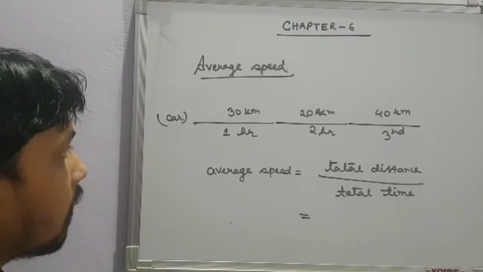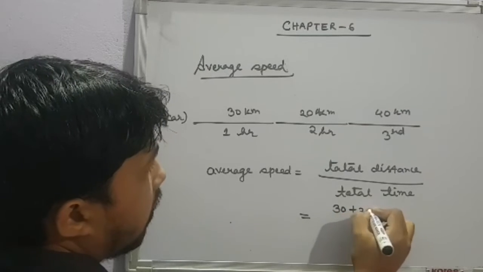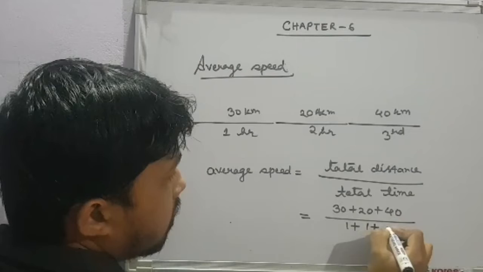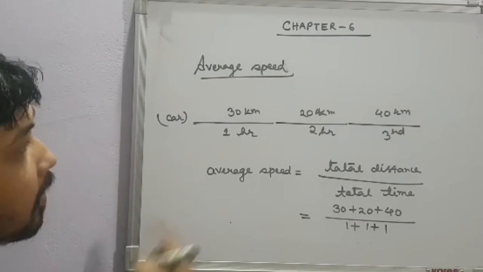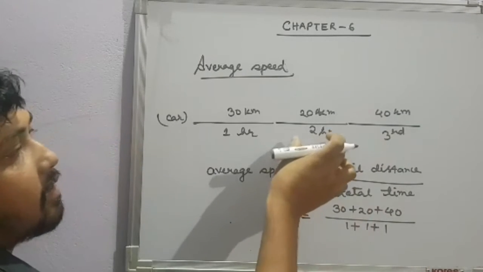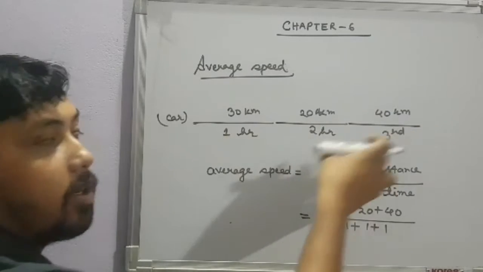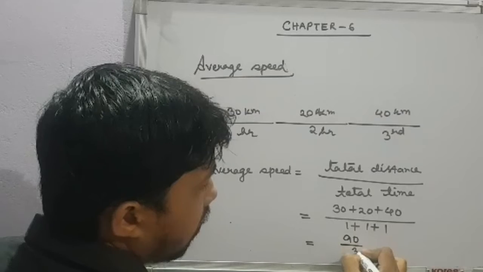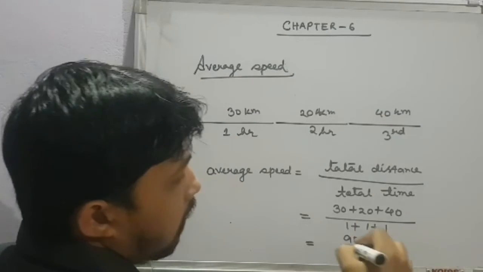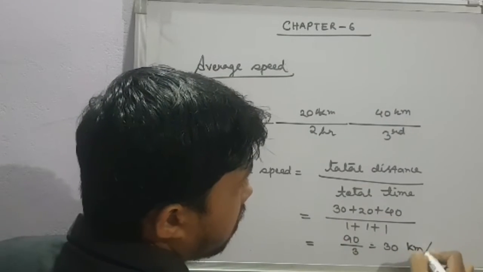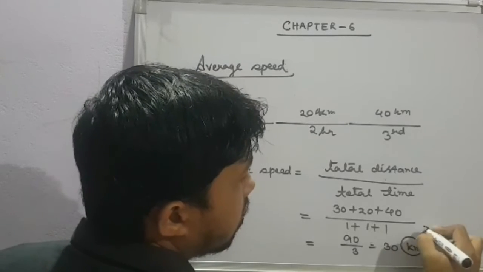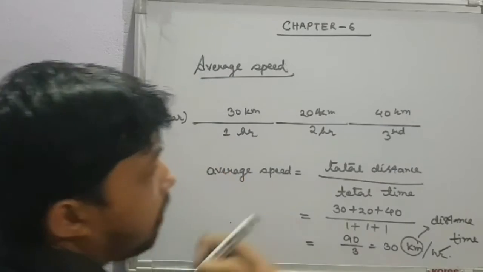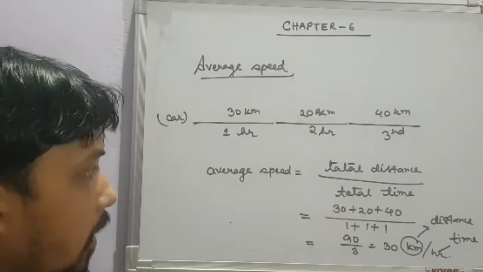So what is my total distance? 30 plus 20 plus 40, and what is my total time? 1 plus 1 plus 1. Right? Don't get confused. I am writing 2 and 3 over here to indicate second hour. Time is 1 hour, 1 hour, 1 hour only, right? So this will be now 30 plus 20, 50, 90. So 90 by 3, and so my average speed is 30 kilometer per hour. This kilometer is the distance and this hour is the time. Alright, this is how we are going to calculate average speed.